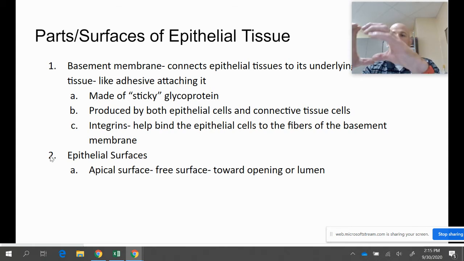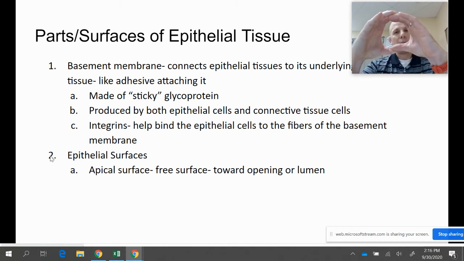Lumen. I want to do this. See if I can get this in front of the camera. Oh, see my face right through there. Pretend this is a tube running through my body. Let's say it's my esophagus, right? The part of my hand here is epithelial tissue. The opening that you can see my face through is the lumen. Okay, really bad example. I'm sorry.